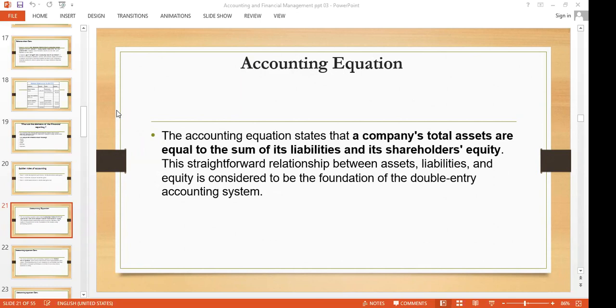This straightforward relationship between assets, liabilities and equity is considered to be the foundation of the double entry accounting system. Accounting equation means a straightforward relationship between assets, liabilities, and equity. Company total assets are equal to liabilities plus shareholders' equity.